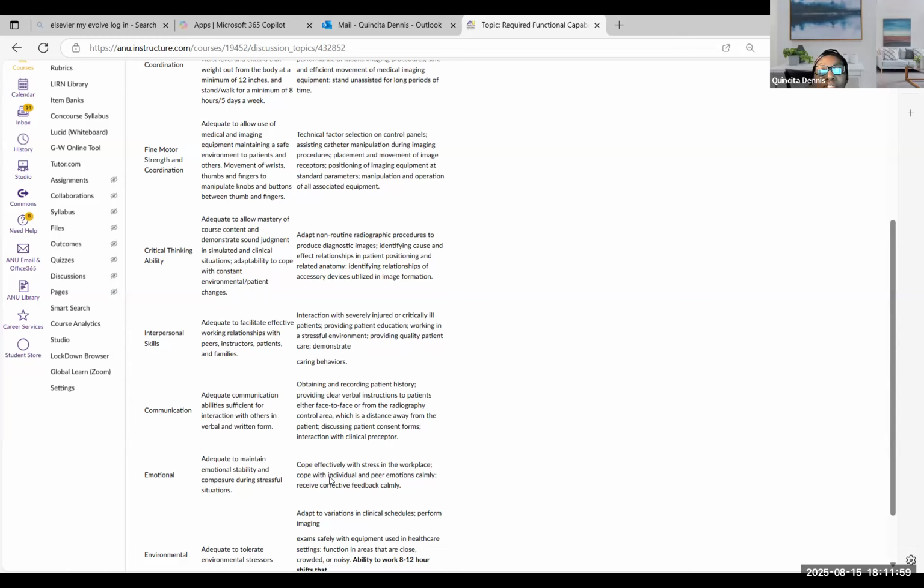You have to be able to work with your peers, your instructors, your patients, their family members, doctors, nurses, or anyone else on staff at the hospital, whether it's environmental services that comes in and cleans, or whether it's the lab, you need HCG results. It comes at all levels, and you have to be able to interact with various categories of people. All right, interaction with severely injured or critically ill patients, providing patient education, working in a stressful environment, and also providing quality patient care, that all falls under interpersonal skills.